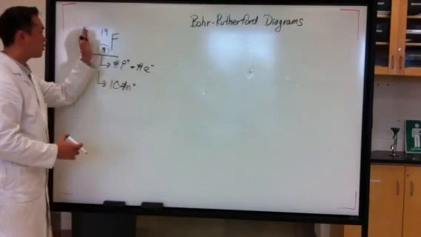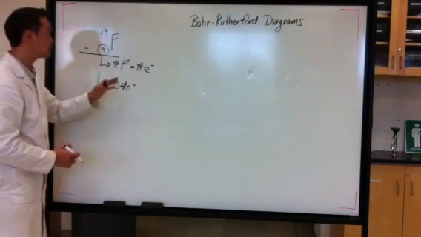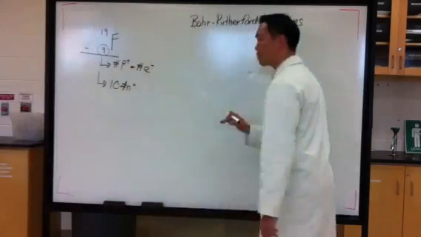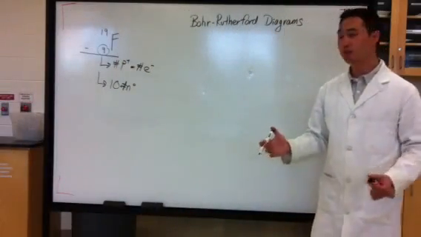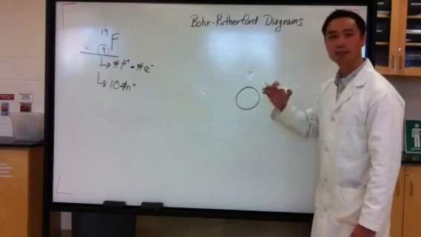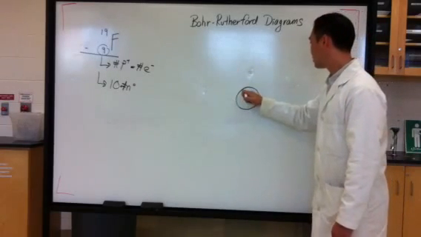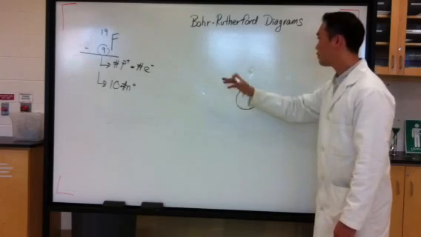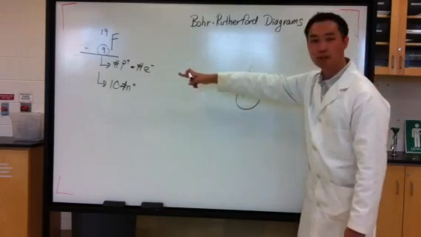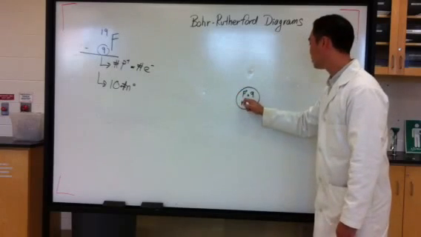Alright, so now that we know how many subatomic particles are inside our atom, let's draw it out. With a Bohr-Rutherford diagram, we start from the center. Start with the nucleus. Inside my nucleus, I have protons and neutrons. So I draw P plus, and how many protons do I have? 9. How many neutrons do I have? 10.